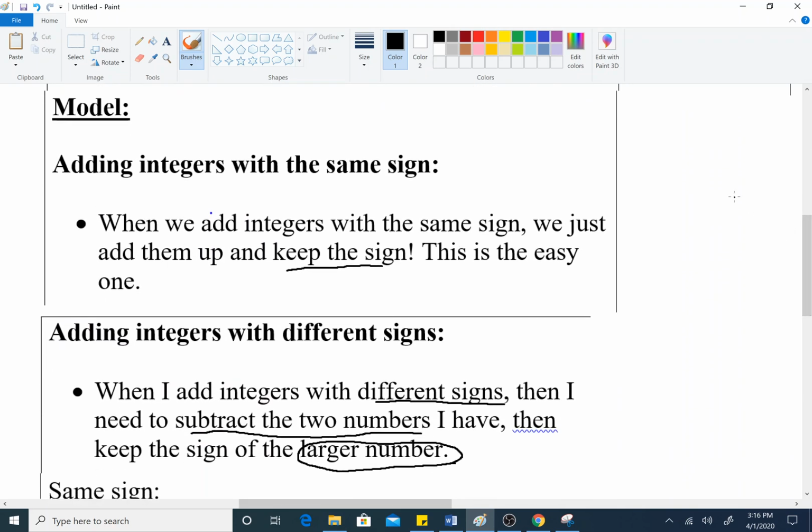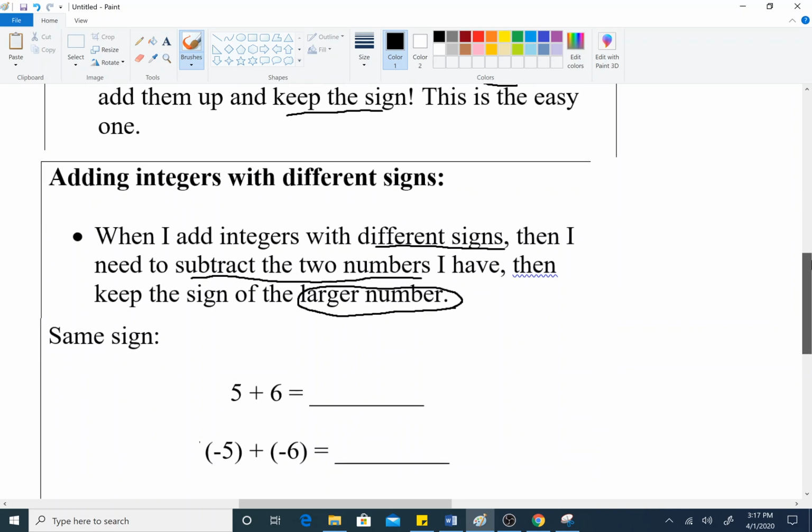We're going to look at adding integers with the same sign first, okay? So when we add integers with the same sign, we add them up and we keep the sign with it, okay? This one is really easy. This is one you've been doing since you were little, okay? They have the same sign, add the numbers, keep the sign. Our other one requires a bit more work here, okay? Adding integers with different signs. When I add integers with different signs, I need to subtract the two numbers, then keep the sign of the larger number, okay? This one requires a little bit more work here. What I like to remember is if they're different, take the difference, okay?